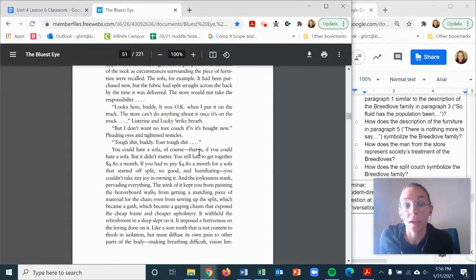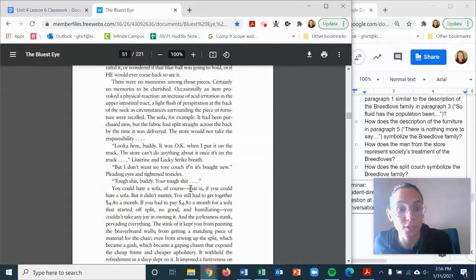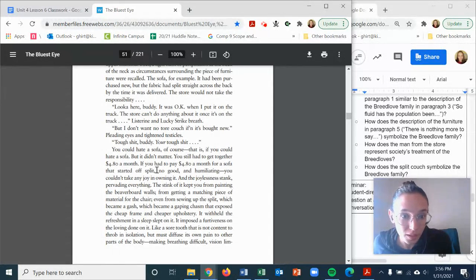You still had to pay $480 a month to pay for this sofa that started off split, no good, and humiliating. You couldn't take any joy in owning it. The joylessness stank, pervading everything. The stink of it kept you from painting the beaverboard walls, from getting a matching piece of material for the chair, even from sewing up the split, which became a gash, which became a gaping chasm that exposed the cheap frame and cheaper upholstery. It withheld the refreshment of sleep slept on it. So this description of the couch, how does this symbolize the Breedlove family?